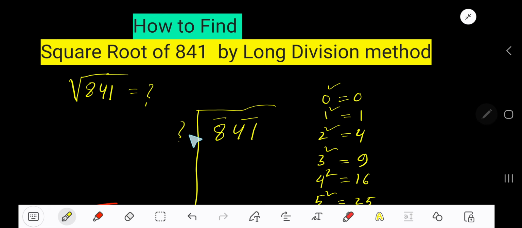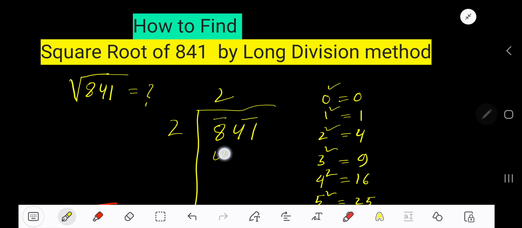Here you have to place a number whose square will be equal to 8 or closest to 8. If you place 4, if you place 3, then 3 squared will be what? 3 squared is 9, which is greater than 8. So 2 is correct. 2 squared equals 4, right? If you place 2 here, the same number will come here.